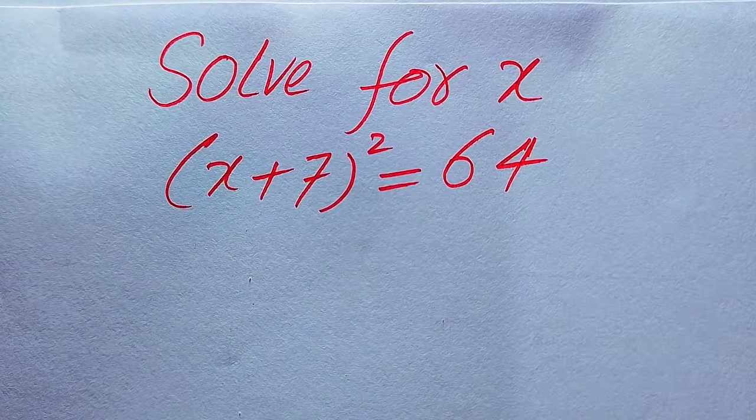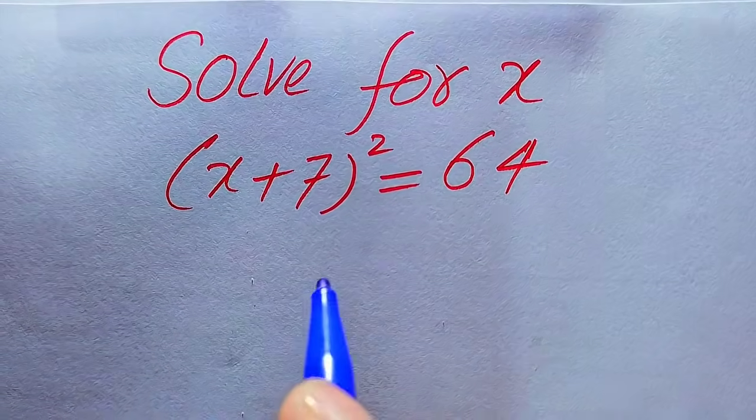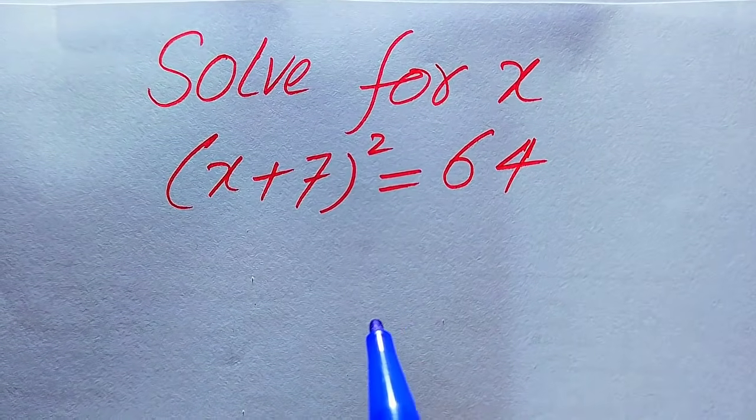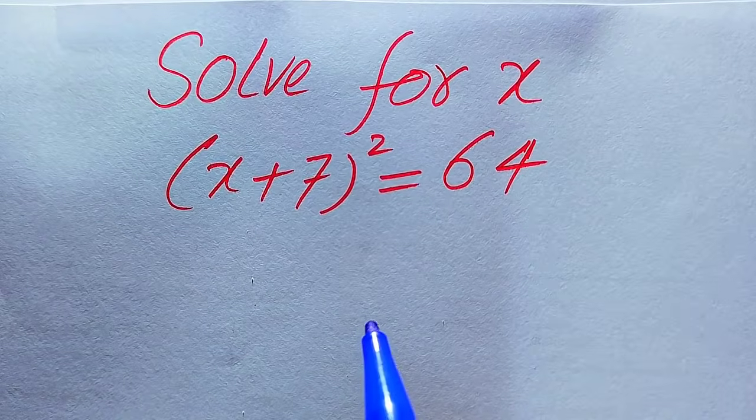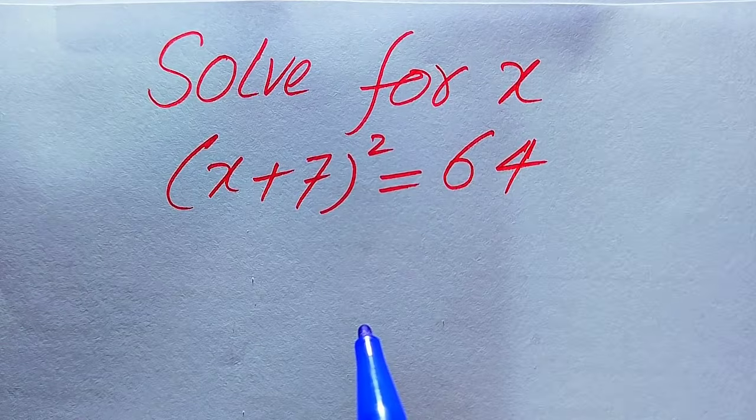Hello everyone, how to solve this problem for the values of x. If we have (x + 7)² = 64, and we solve this problem for all the values of x. So here first we need to find all the roots of this equation, and at the last we will verify which of the roots are solutions and which of the roots are extraneous roots.